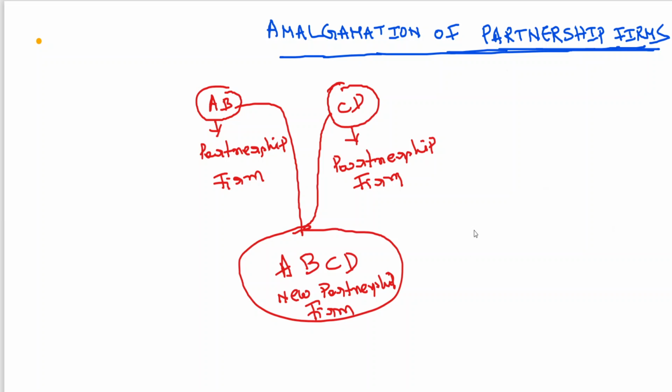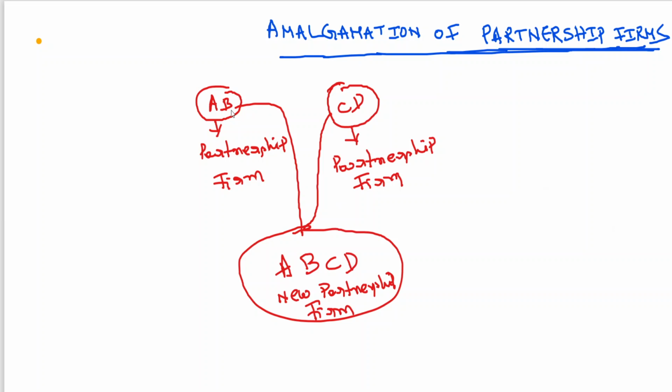ABCD is a new partnership firm. So that means in case of amalgamation of firms, two or more firms, it can be EF also. But I've taken only two partnership firms. It also can be EF or GH like that. Two or more partnership firms join under common management. What is common management? ABCD.